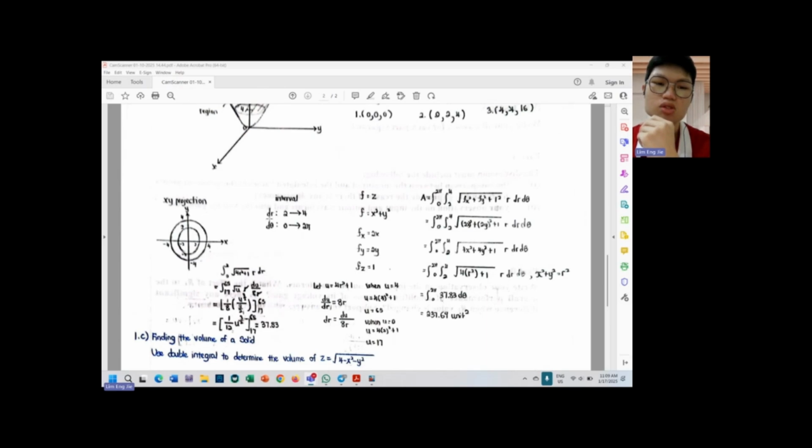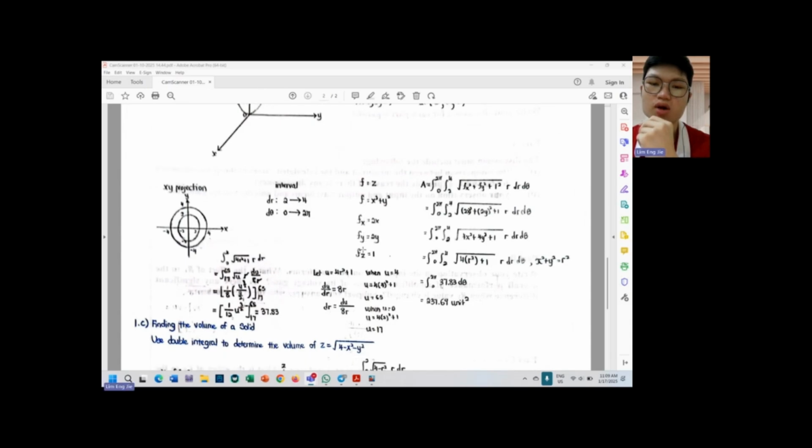The interval we use is r from 2 to 4, theta from 0 to 2 pi. Because we use the xy projection, f will be equal to z, and therefore we can find fx, fy, and fz. fx is 2x, fy is 2y, fz is 1, and the area formula is the double integral of the square root of fx squared plus fy squared plus 1, times r dr d theta.